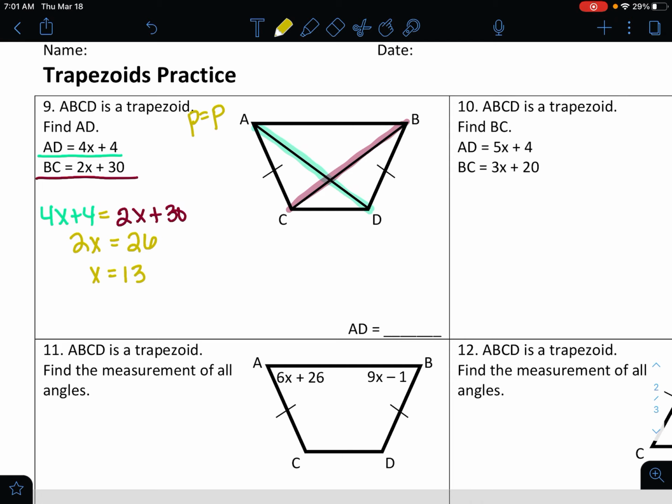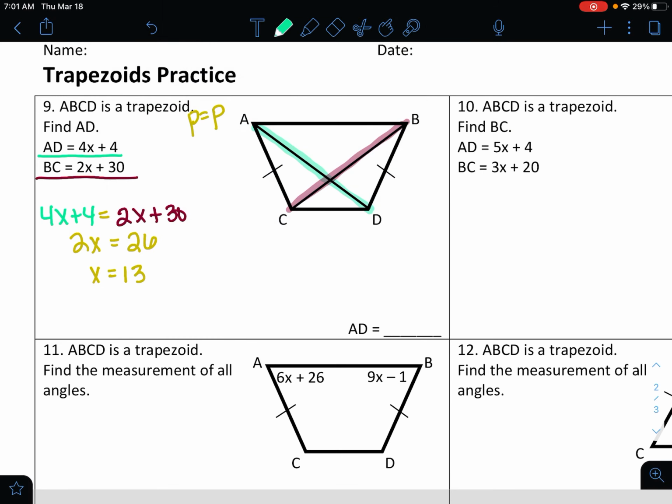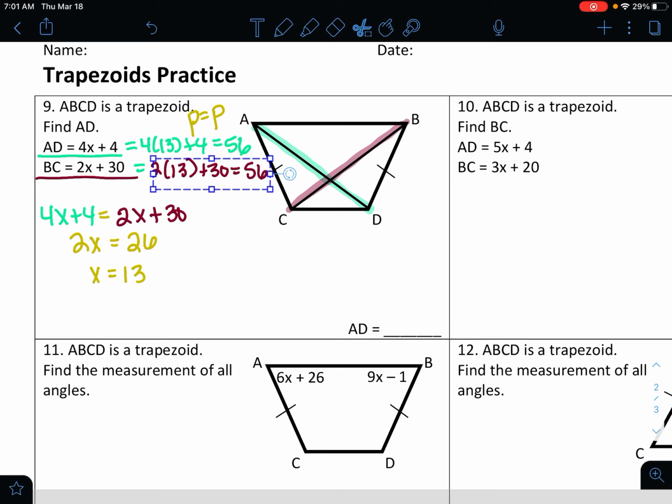All right, and I get 13, so I'm going to check to make sure that's right by plugging it back into both of these and making sure that they're equal. So we got 4 times 13 plus 4, and that's going to be 56. And then we have 2 times 13, which is 26, plus 30 is 56. So I'm good. I did both of those correctly since I got the same thing. Now, it just asked for AD, so that's the one at the top. So that was 56.